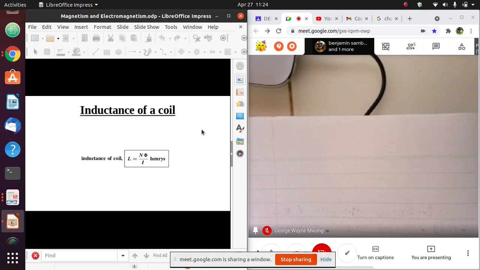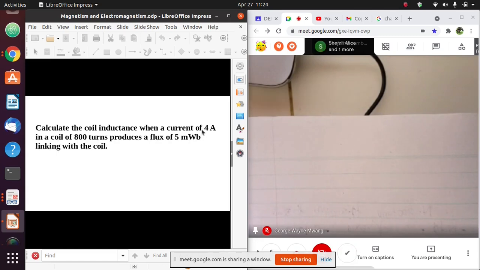Yes. Now let us try this example. You have a coil which has 4 amperes flowing through it, and that coil has 800 turns, wound 800 times, with a magnetic flux of 5 milliweber. So what will be the inductance in that coil? The value of inductance in that coil?